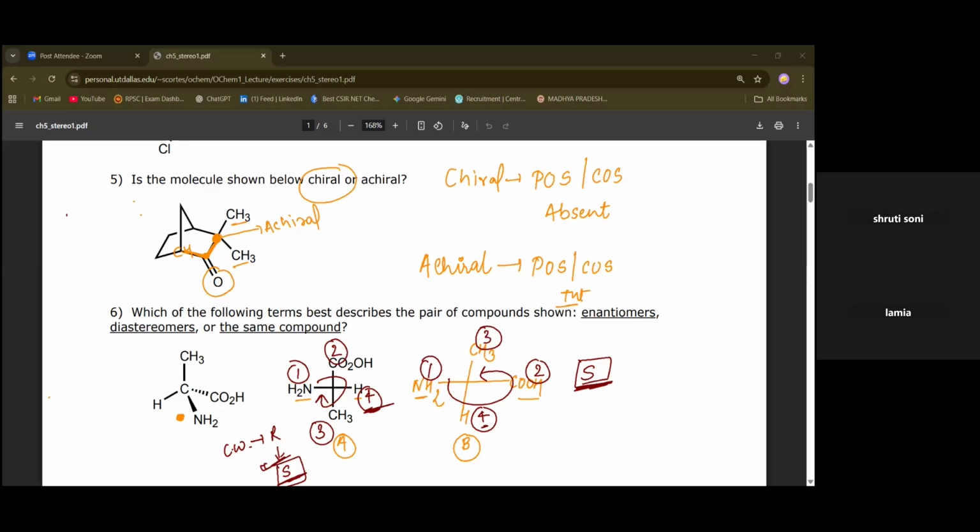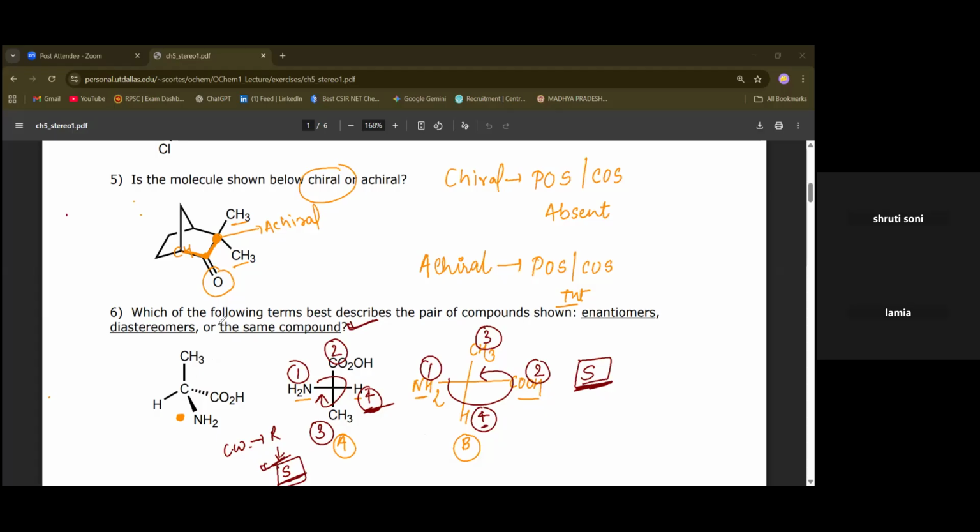Is there an enantiomer? No. Is there diastereomers? No. Is there the same compound? Yes, they are the same compound. Okay. Any doubt up to now? I will share this PDF with you.